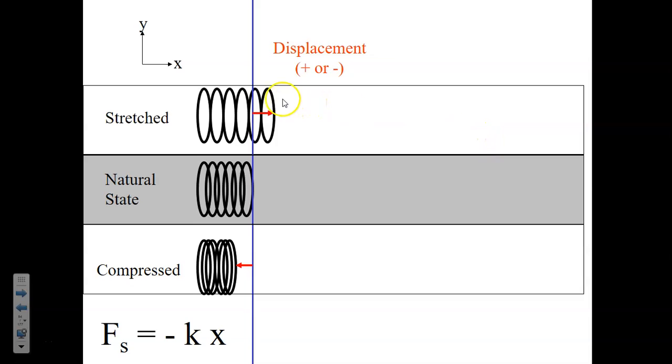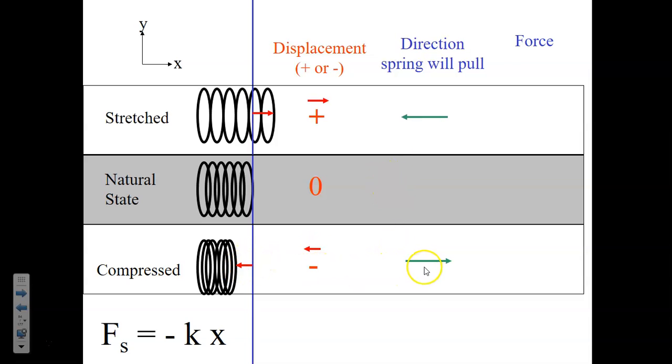The reason that negative is there is, let's say I stretch a spring to the right and I give it positive displacement. Here it's at its natural state, its natural length. And here I compress it, and it's going to have a negative displacement. Now the direction that the spring is going to pull or push: when I stretch it to the right, the spring is going to pull to the left. And here there's none. And here, when I push it to the left, it's going to go to the right.